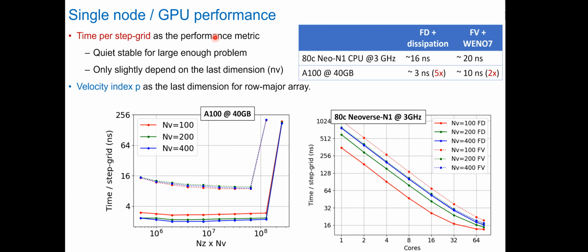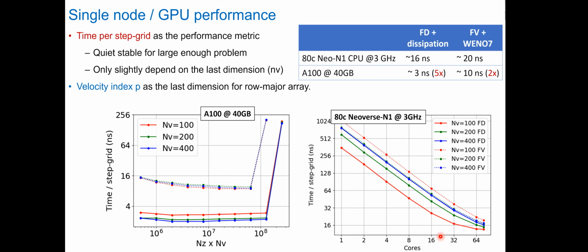So this is our basic benchmarking for the single node performance. We use the time per step per grid as a performance metric, because this metric is really stable for a large enough problem. And this number is only slightly dependent on the size of momentum. So we use this number to characterize how good the code is. And this is a scaling test for different problem sizes. On the A100 GPU, as you can see, the performance is quite stable.